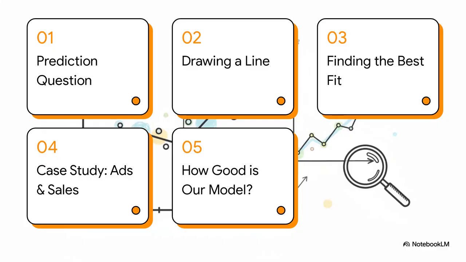So, here's our game plan. We'll start with a basic question of why we're even doing this. Then, we'll see how to literally draw a line through our data points. After that, we'll figure out how to find the perfect line, apply it to a real-world example with ads and sales, and finally, ask the big question, how good is our model anyway?